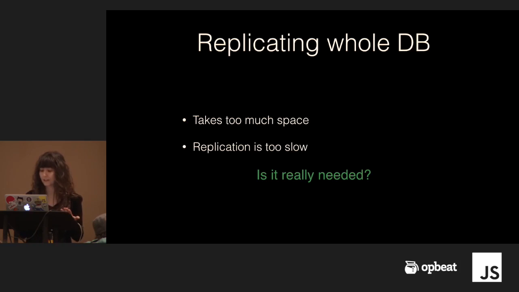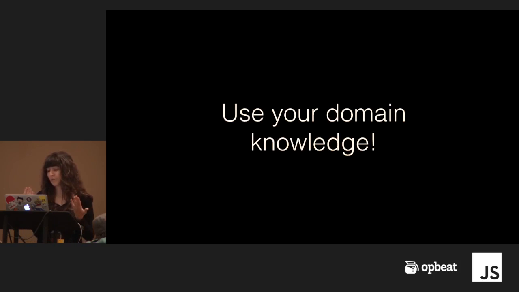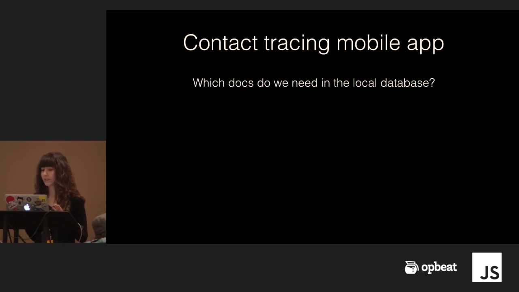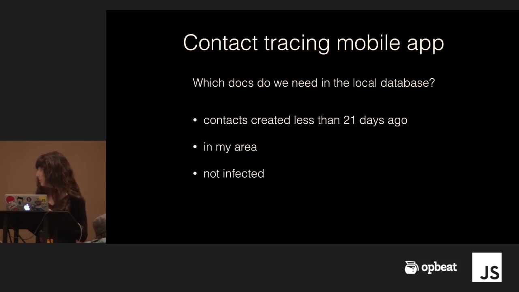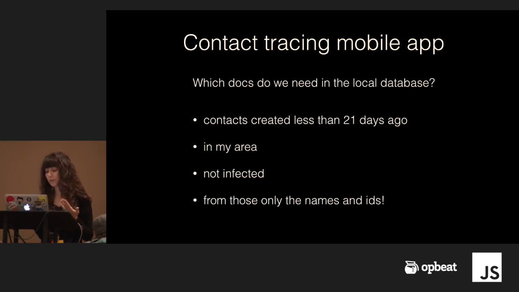Do we need everything? Well, use your domain knowledge and see what you need offline. In the case of our contact tracing app, for example, we realized we only need contacts that were created in the past 3 weeks, because after that they are out of the quarantine. Only in my area, because a particular person doing contact tracing only works in one area, not in the whole country. If they don't have symptoms, because otherwise they are out of the quarantine too. And from those, only the names and IDs to show in our dropdown.